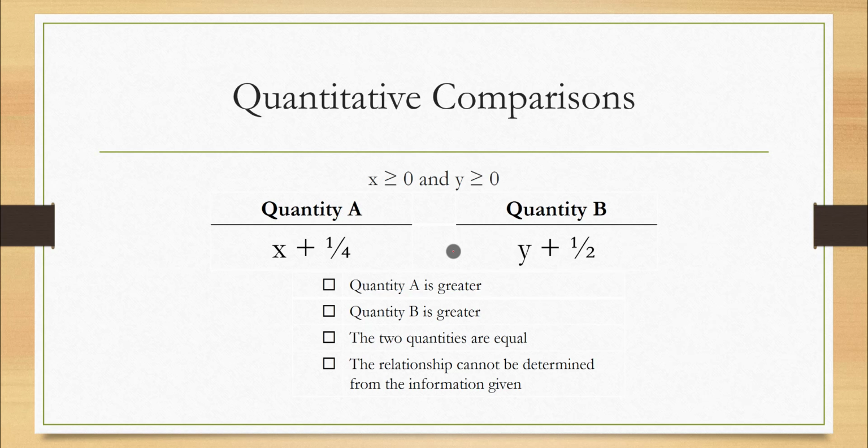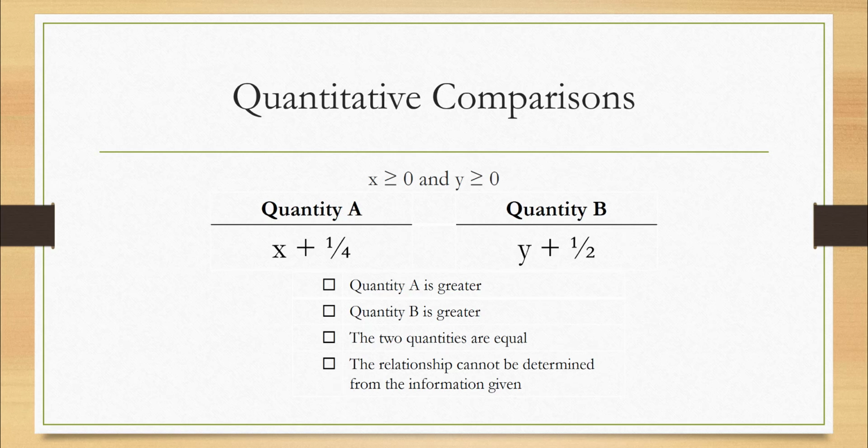But notice that does not make sense here, because at the very top, they tell us that x is greater than or equal to 0, and y is greater than or equal to 0. So you could think of one scenario where these two values would be equal. Or you could think of a scenario where A would be greater than B. Or you could think of a scenario where B is greater than A. When that happens, we know that there is not enough information to determine the relationship.